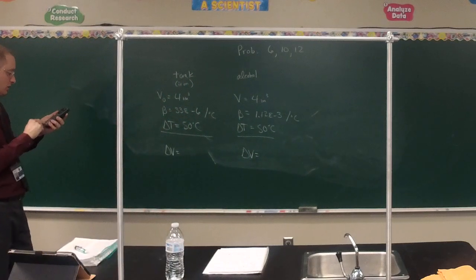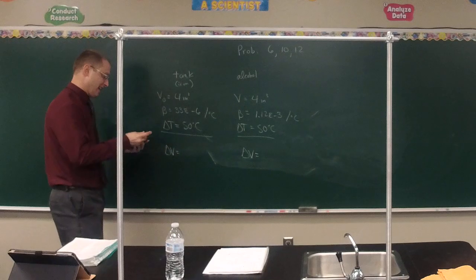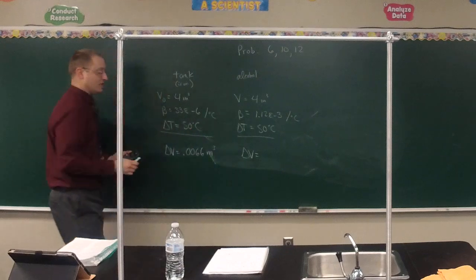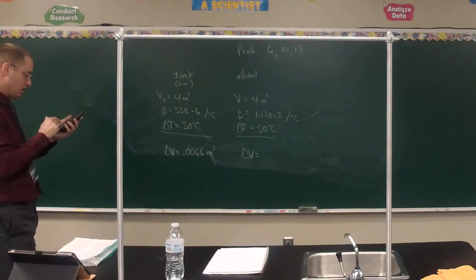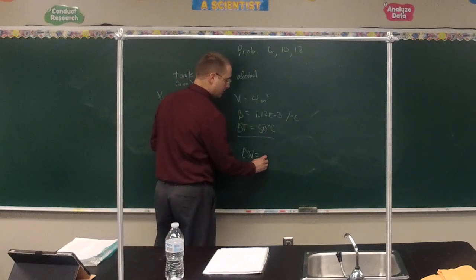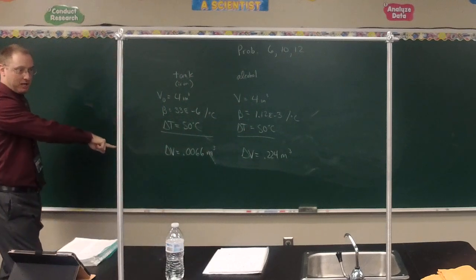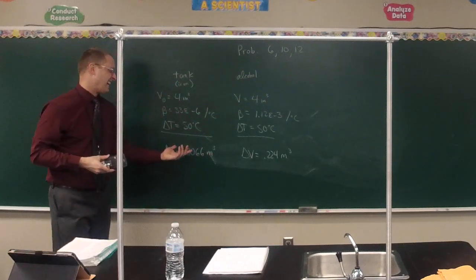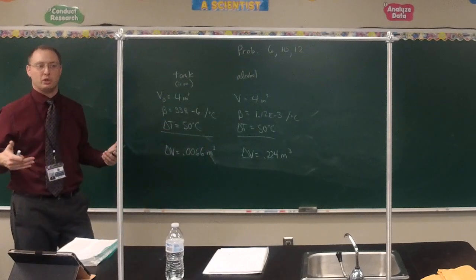Let's start with the iron tank, if you didn't already do this. What is the change in volume of the iron tank? 0.0066 cubic meters. It has expanded to allow more space. At your seats now, find the change in the volume of the alcohol. 0.224 cubic meters, right? That expansion is greater than this expansion. The difference, right? This is almost 1/4 of a cubic meter. This is less than 1/100th of a cubic meter of expansion. The difference between the changes in volume tells you how much alcohol will spill out of the tank.